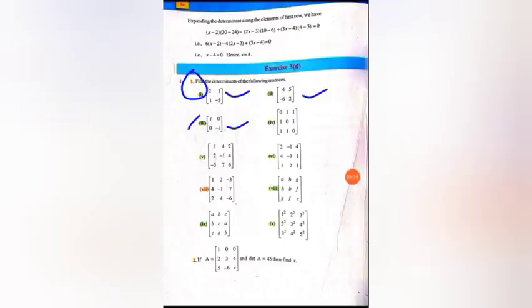Also, the third problem contains i. While evaluating the determinant you may get i square, so you can use the value of i square equals -1. The remaining problems, 4th, 5th, 6th, 7th, 8th, 9th, 10th, are 3 by 3 determinants. Here you can evaluate using the definition of the determinant, using cofactors.